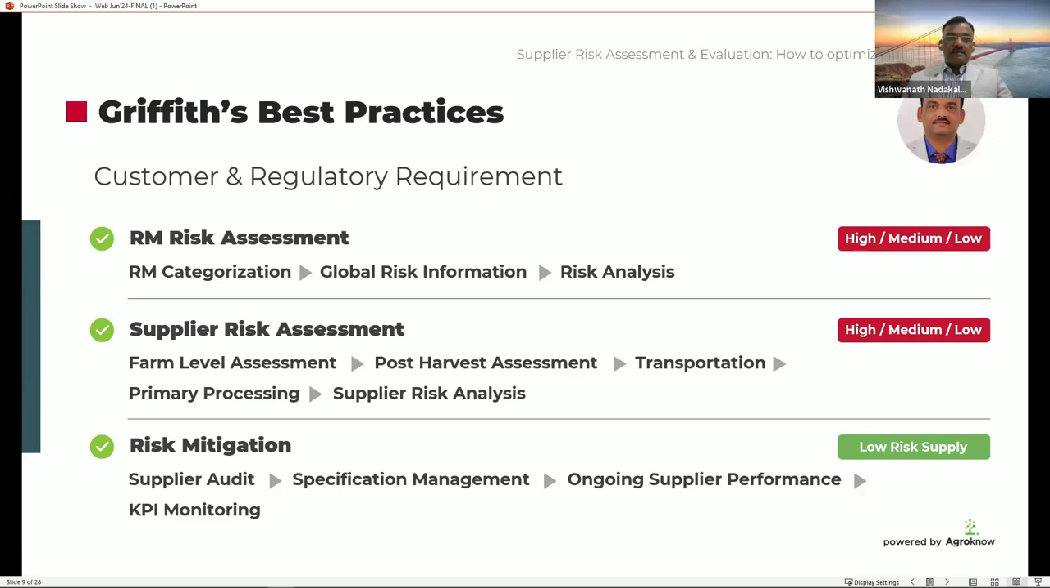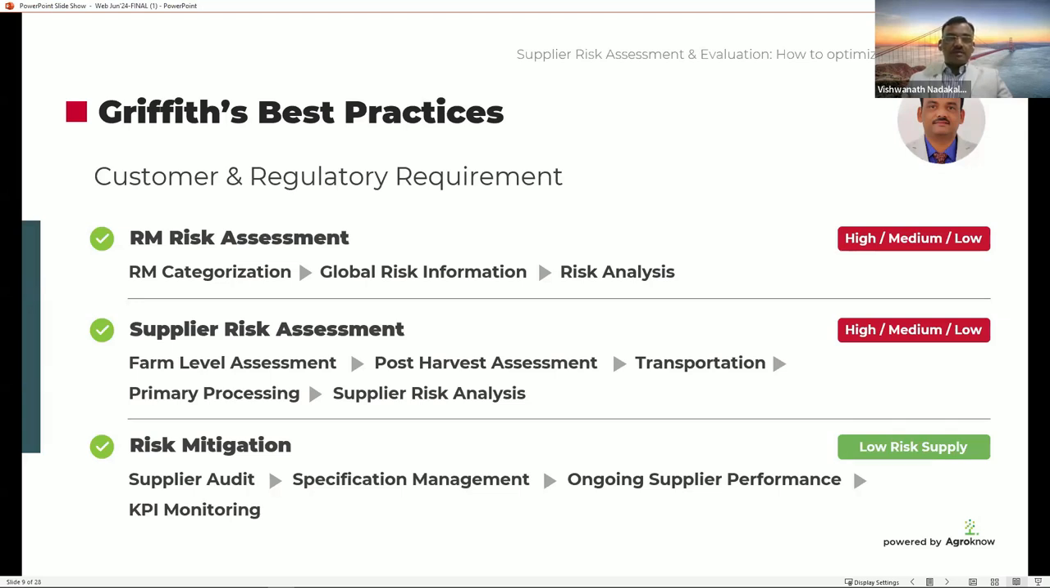And second thing, after doing this exercise, we will group the suppliers we are dealing with in respect of those ingredients. Then we will try to collect as much information as possible for the farming level assessment and also for the post-harvest activities they'll be carrying out. And then there'll be transportation, intermediary storage, all those things, followed by the primary processing.